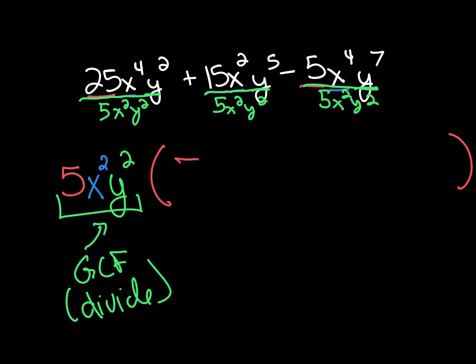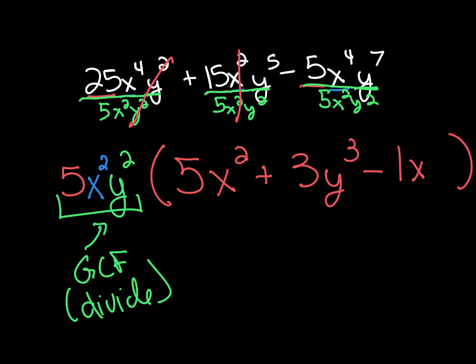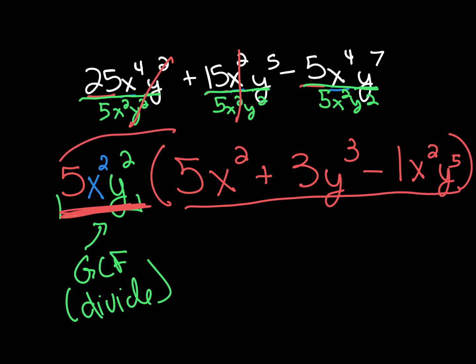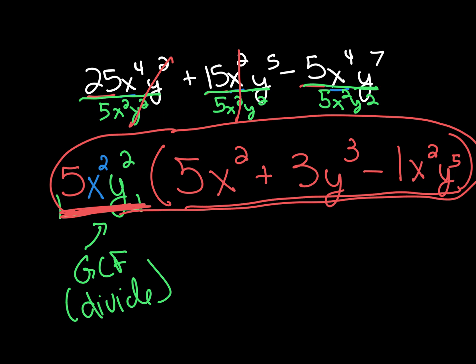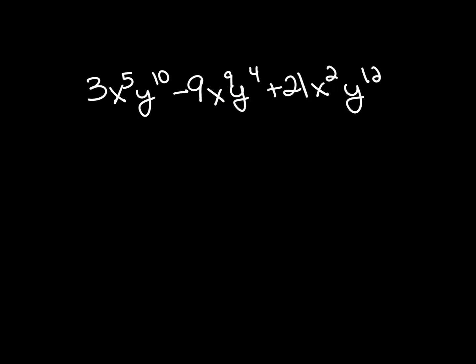So I'm going to end up with a 5x squared because the y's cancel, a positive 3, x's cancel, y cubed, and this is going to be a minus 1 x squared y to the 5th. So we have our GCF in the front and our answer after division in parentheses, and the whole thing is considered our factored answer. Let's do one more.